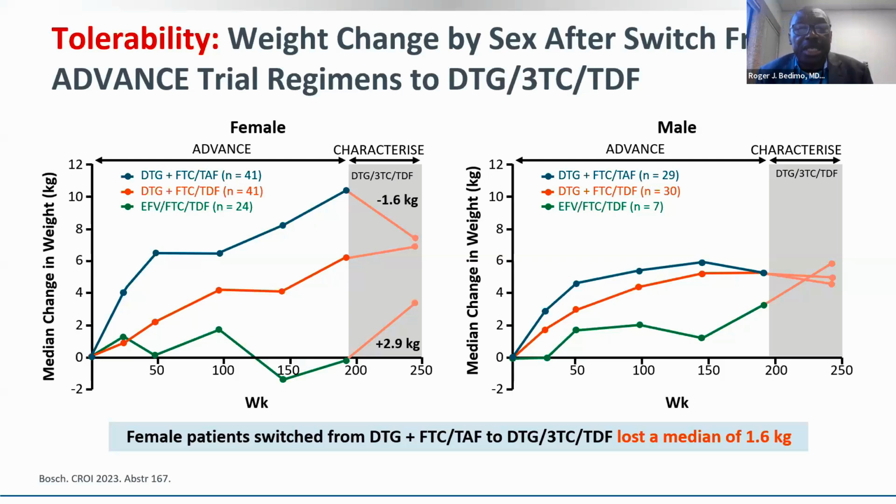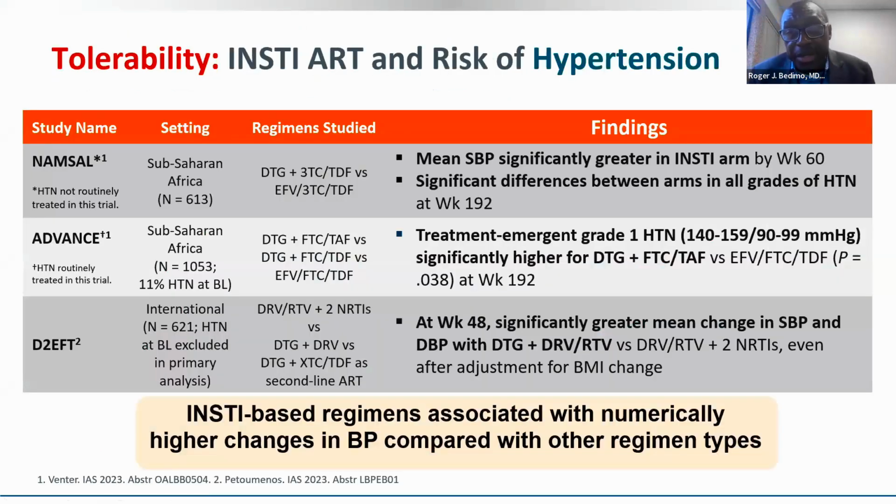In terms of switching for weight gain, another advance has also come from South Africa, from the ADVANCE trial, where people were randomized to switch from their regimens to a regimen that the country decided everybody would be on, dolutegravir 3TC TDF. When they did so, they showed that those who were in the regimen that was associated with more weight gain dropped weight, those who were in the middle stayed in the middle, and those who were in the regimen that was associated with less weight gain increased weight. So we need to learn a little more about those.